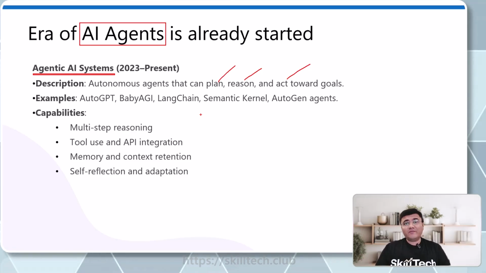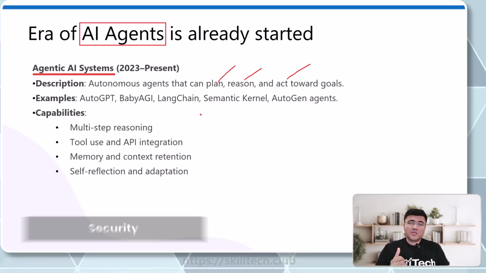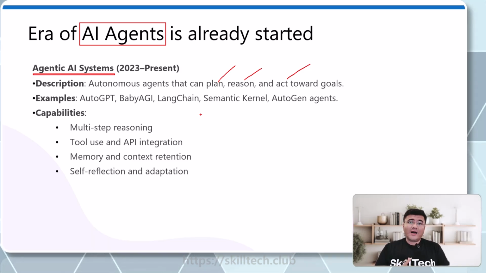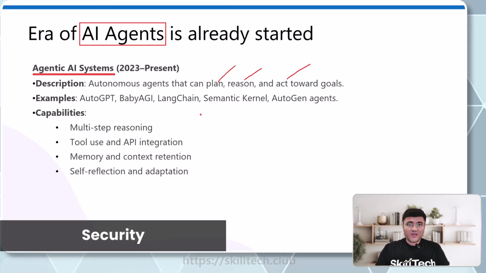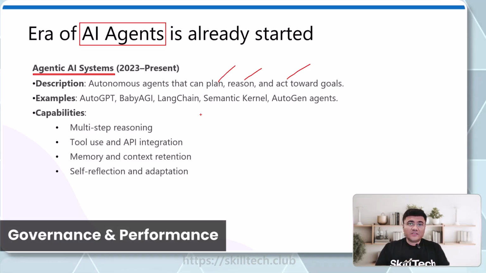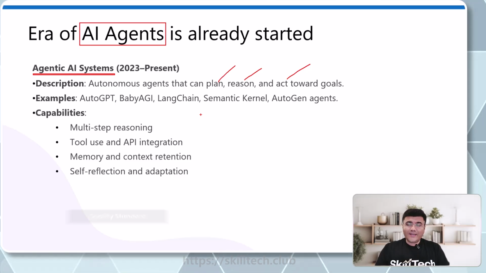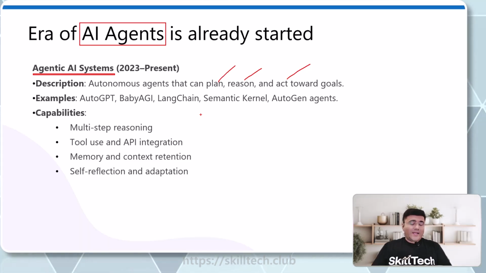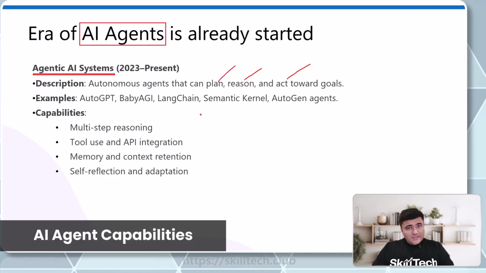We are going to focus on developing those agents which are going to be enterprise ready. We are going to focus on agents which are going to be more secure, more accurate, and if your organization or you are focusing on agents which are going to be security-wise perfect, using responsible AI guidelines, taking care of governance, taking care of performance and quality standards, if these are your priorities, then this course is for you. Let's talk about AI agent capabilities now.